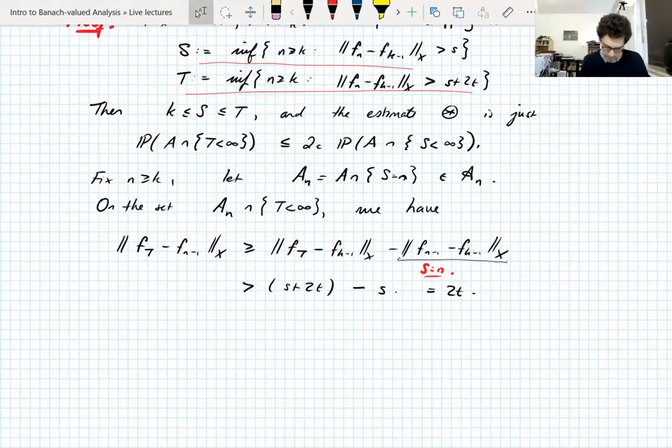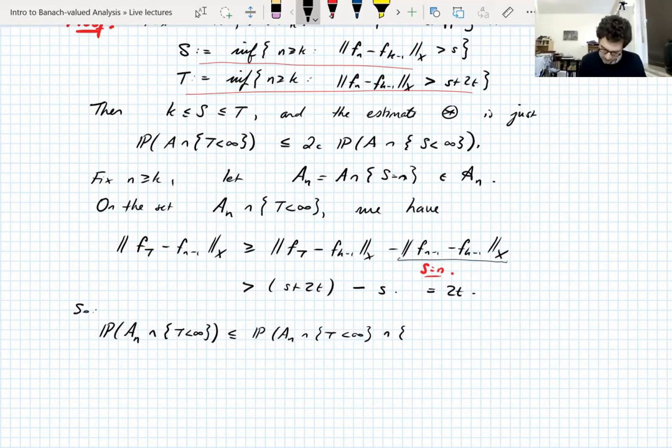So what does that tell us? It tells us that the probability of the set A_N, so A and also S is equal to N, intersect the set where T is finite, is less than or equal to, because that's actually correct, if you're in this set, then you know that F_T minus F_{N-1} is greater than 2T. So this set is contained in that set. So the probability of one is less than the probability of the other. So less than the probability of A_N intersect T less than infinity intersect F_T minus F_{N-1} greater than 2T. And these are the sets we know something about by our assumption, right?